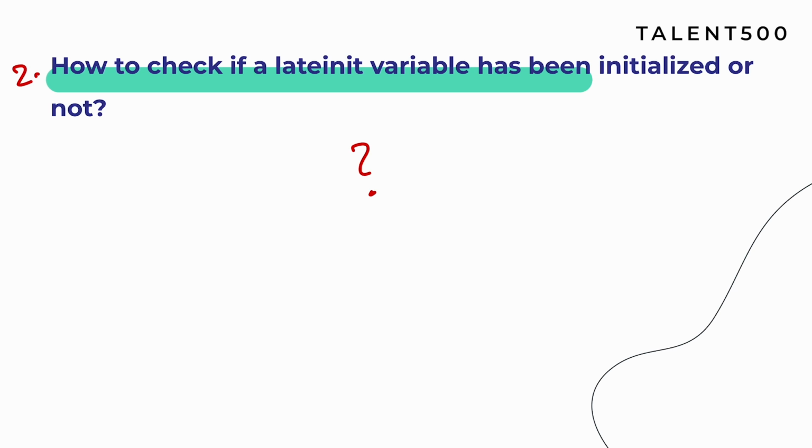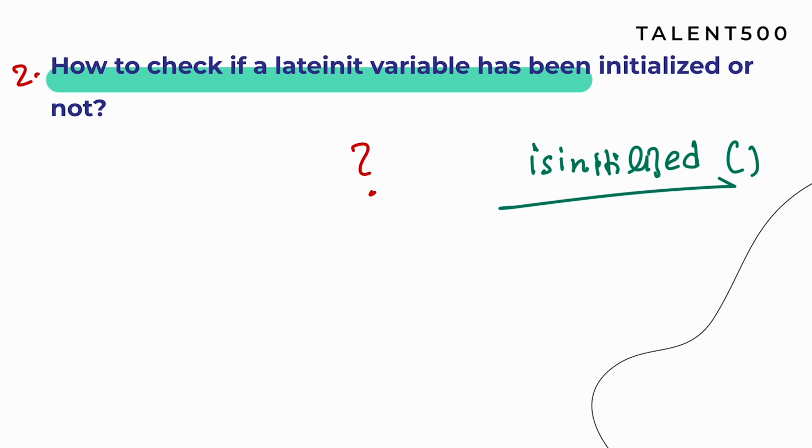before using it with the help of this keyword. It is not exactly a keyword, it is actually a built-in method, isInitialized. This is a method which you can use to confirm if the variable has been initialized or not. Otherwise, you might get those null errors, right? Null exceptions, that your variable is null, we are getting a null value.